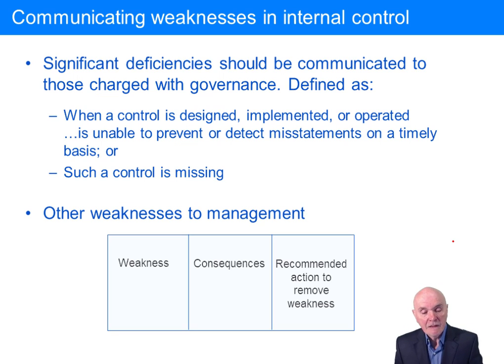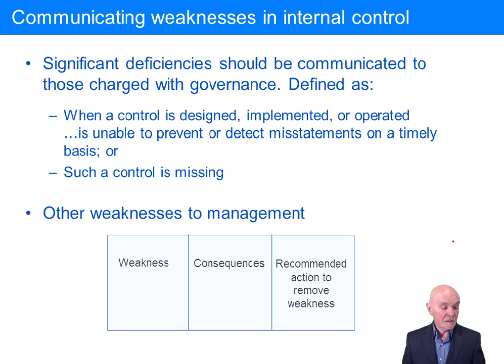When you find a weakness in internal control, it is the duty of auditors to communicate significant deficiencies to those charged with governance. And those charged with governance in a company would be the board of directors, or at least the audit committee. In a hospital, it might be the board of governors. In a charity, it might be the trustees. So the people at the top are the ones to whom large, important deficiencies are reported, where because of this deficiency in the internal control system, a material misstatement could occur.